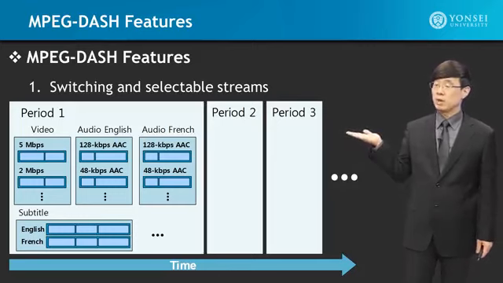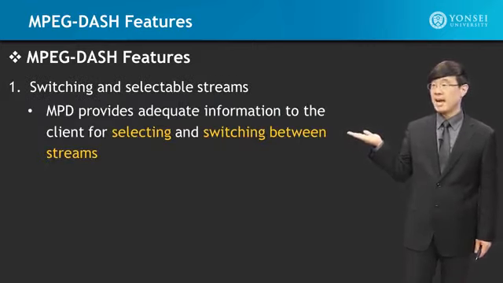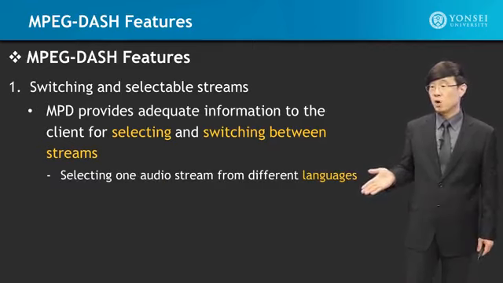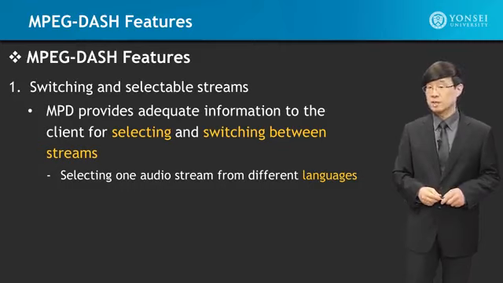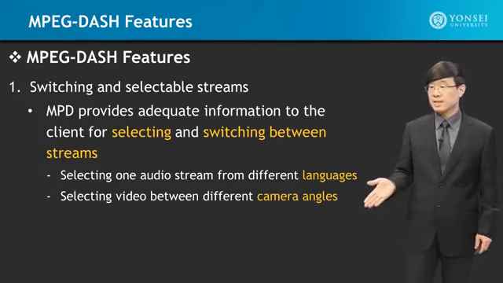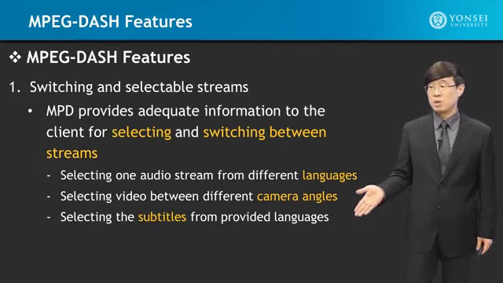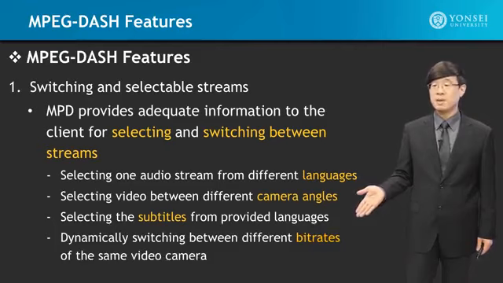Switching and selectable streams. The MPD provides adequate information to the client for selecting and switching between streams. Selecting one audio stream from different languages is possible. Selecting video between different camera angles is also possible. Selecting the subtitle from provided languages is possible. Dynamically switching between different bit rates of the same video camera is also possible.